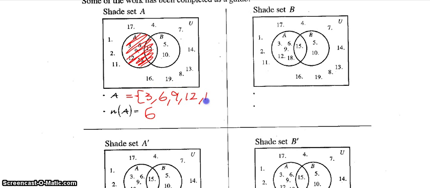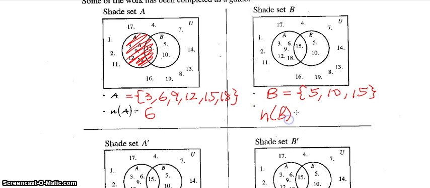And then I'll do that for B. B is smaller, so you write B is equal to, and you use curly brackets to state a set, and you just put the elements in, separated by commas. Somehow the comma between 5 and 10 didn't show. The number of elements in B, there are 3 of them. Okay, shade the area B. Here we go.